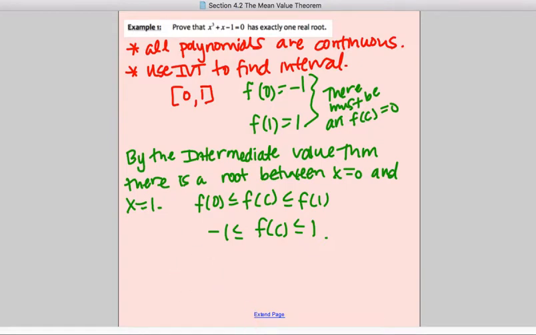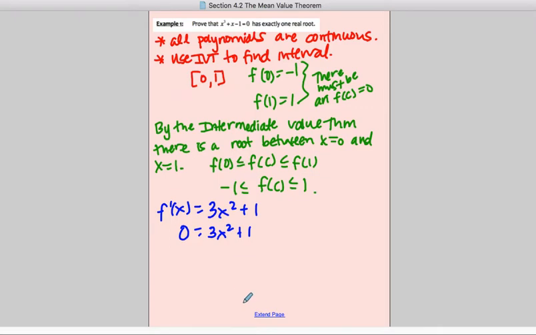So the second part to our proof is that we're going to take our derivative and set it equal to 0 to figure out how many times we're turning. So we got f prime of x is equal to 3x squared plus 1. If I set this equal to 0, I'm going to find my critical values, which we just got done doing.